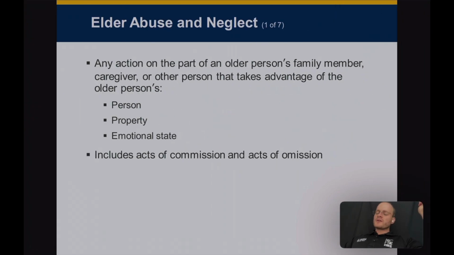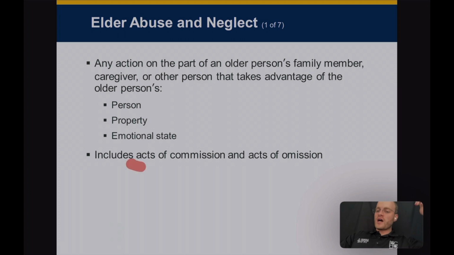Now, elder abuse and neglect. This is actually more common than what we think, and this is defined as, know this definition: any action on the part of an older person's family member, caregiver, or other person that takes advantage of the older person's person, property, or emotional state. Now, interestingly, just like child abuse, this can include acts of commission and acts of omission.